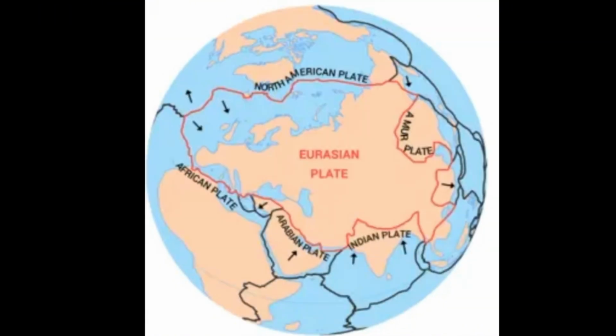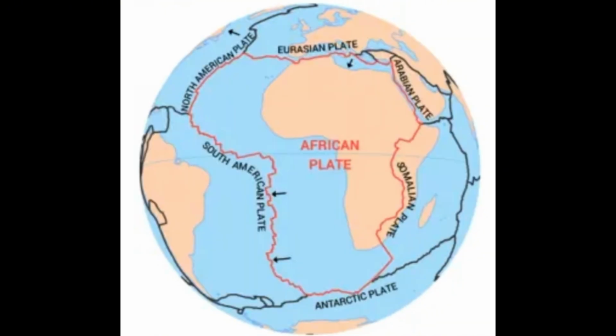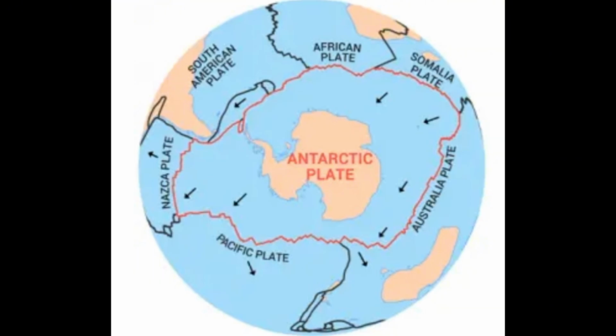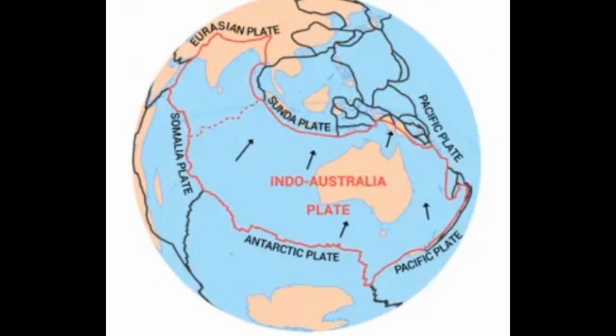Moving across to the Eurasian Plate, which spans Europe and Asia, connecting these two major land masses. The African Plate takes up the entire African continent and the surrounding oceanic crust. Then there is the South American Plate, which includes all of South America and part of the Atlantic Ocean. Down south, the Antarctic Plate dominates Antarctica and the surrounding oceanic areas. Finally, we have the Indo-Australian Plate, which covers Australia, India, and the surrounding oceanic regions.